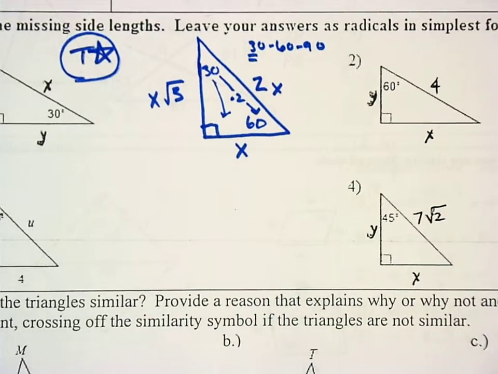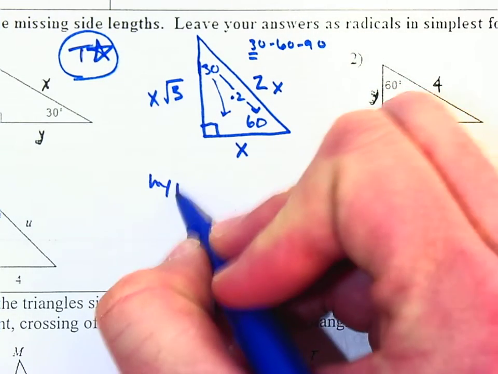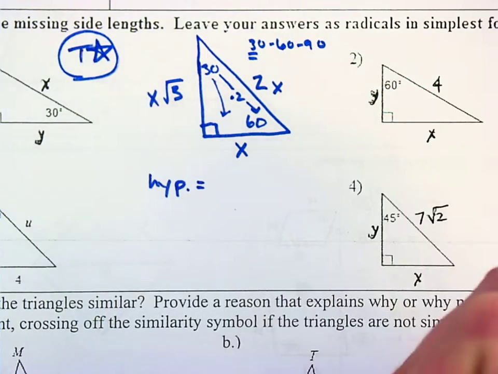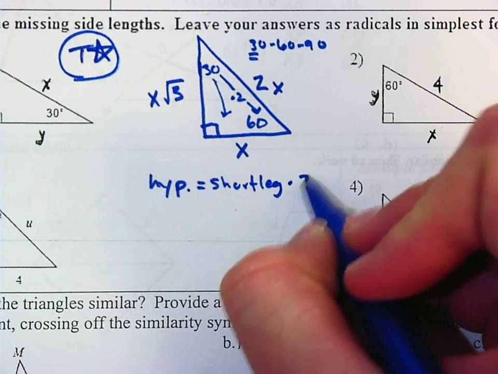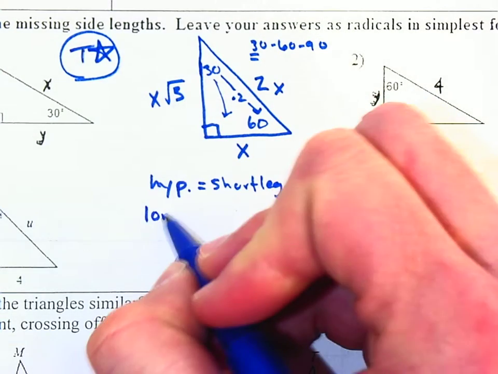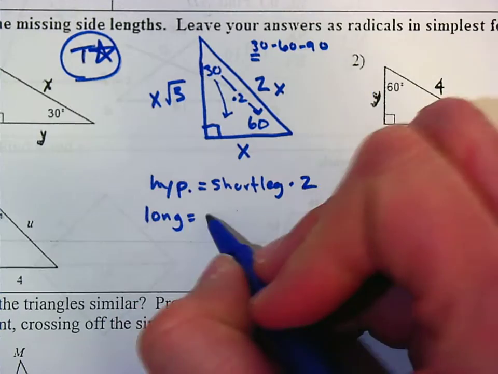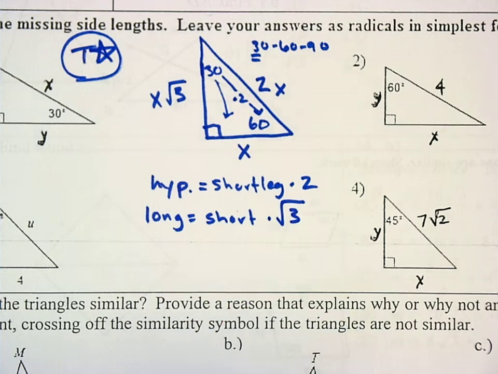Now, another way you can look at this is to think of the hypotenuse, or I'm going to call it hype, is the short leg times 2. The long leg, I'm just going to call it long, is the short leg times the square root of 3.